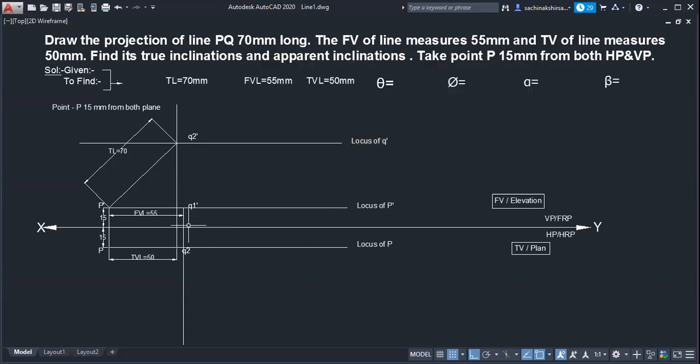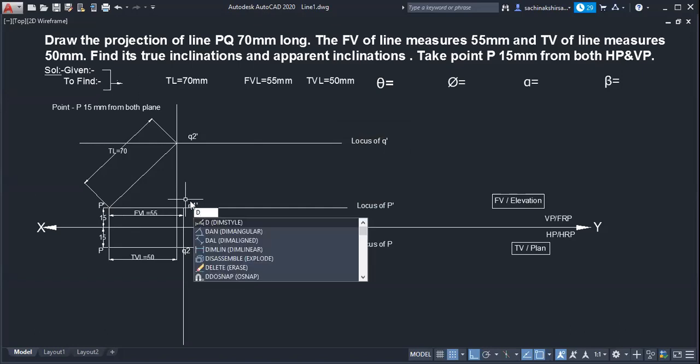So here which angle will I get? Which angle? This angle, कुठला theta भेटेल? If I join P dash Q2 dash, theta. So what is that theta? Will we measure and tell? What is that theta?